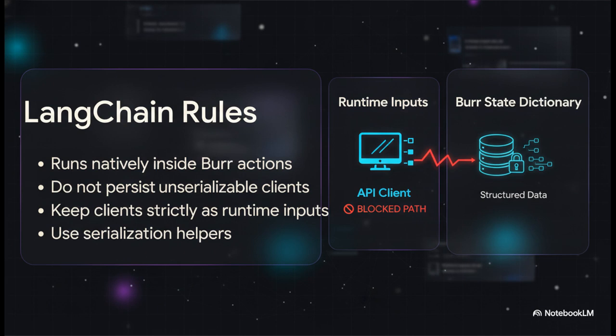Why? Because Burr's superpower is saving your state to durable databases like PostgreSQL or SQLite so your application can pause and resume. If you accidentally store a live active LangChain client connection inside Burr's durable state, the database serializer will crash. The golden rule here, keep your data in the state and keep your API clients strictly as runtime inputs.